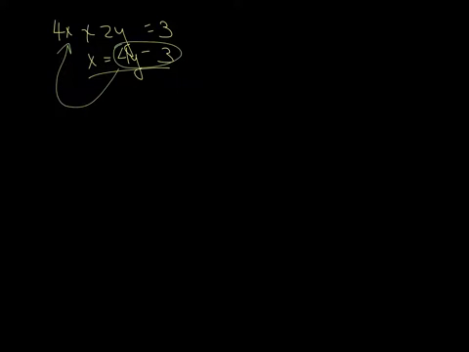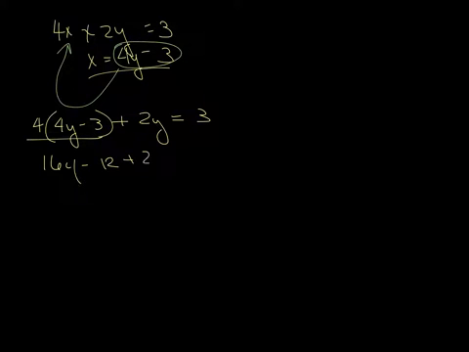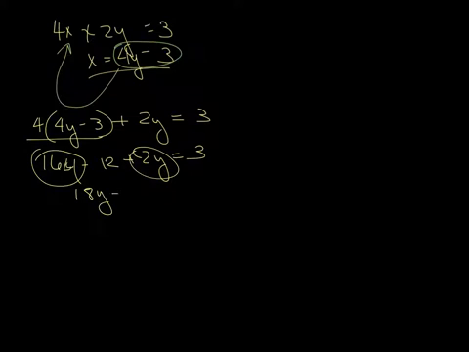So that's where it gets a little bit tricky here. So let's go ahead and do that. 4, and what is the x equal to? 4y minus 3. Notice I put it in parentheses there just to keep everything together. Distribute. Okay, I'm going to combine my 16y and my 2y and get 18y minus 12 equals 3. Add 12 to both sides, and I get 18y. Those go away, equal to 15.